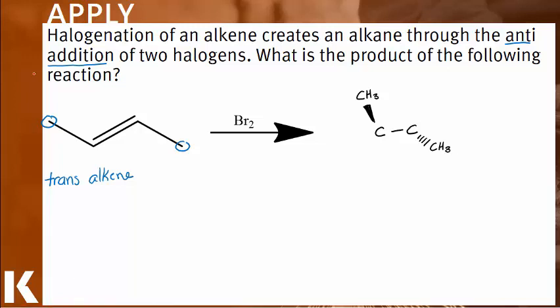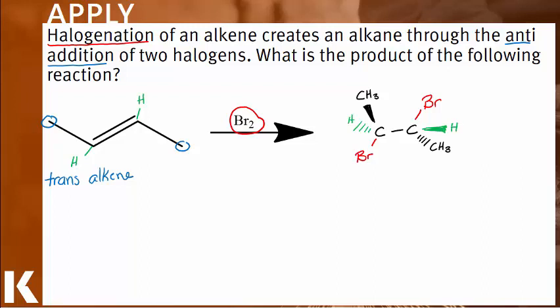Now, since this is a halogenation reaction, we're adding two bromines, and we'll be adding one bromine to each carbon, and they'll be adding to opposite sides of the molecule since this is in fact an anti-addition. And finally, we'd be left with those hydrogens which were implied in the reactant, but we can draw them in the product. So they are on opposite sides of the double bond before the reaction. So notice again, they'll be on opposite sides of the molecule after the reaction.